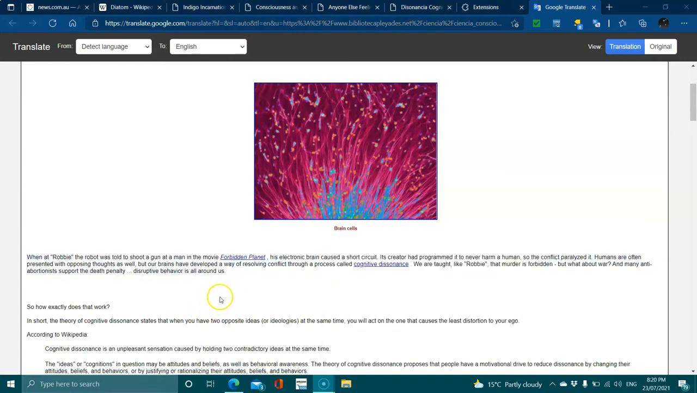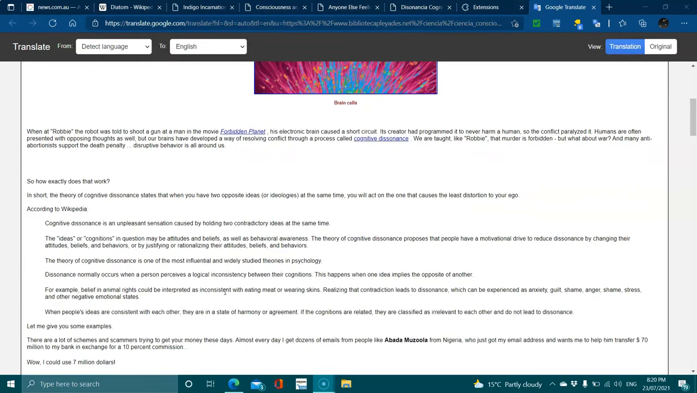In short, the theory of cognitive dissonance states that when you have two opposite ideas or ideologies at the same time, you will act on the one that causes the least distortion to your ego. According to Wikipedia, cognitive dissonance is an unpleasant sensation caused by holding two contradictory ideas at the same time. The ideas, or cognitions, in question may be attitudes and beliefs as well as behavioral awareness. The theory proposes that people have a motivational drive to reduce the dissonance by changing their attitudes, beliefs, behaviors, or by justifying or rationalizing them.